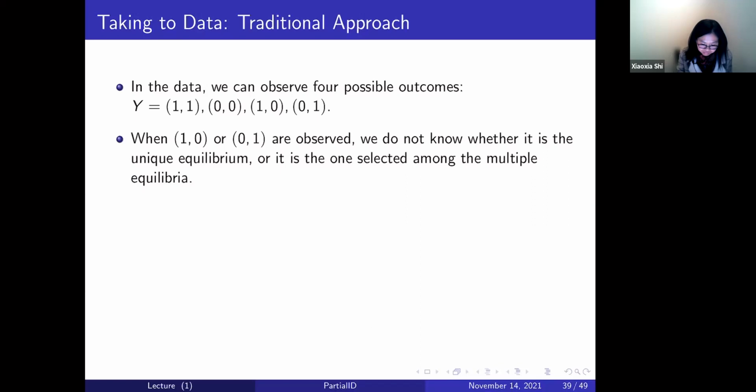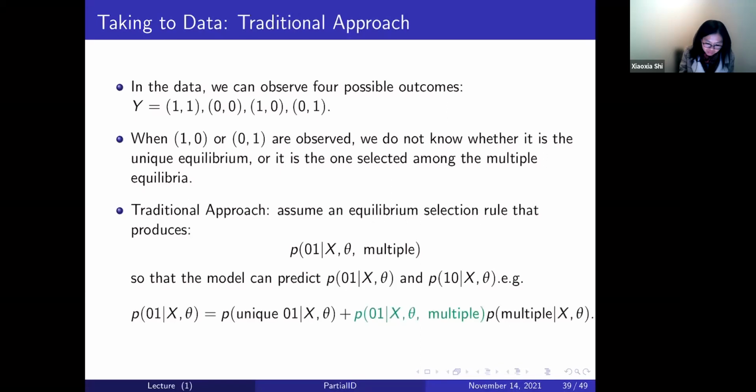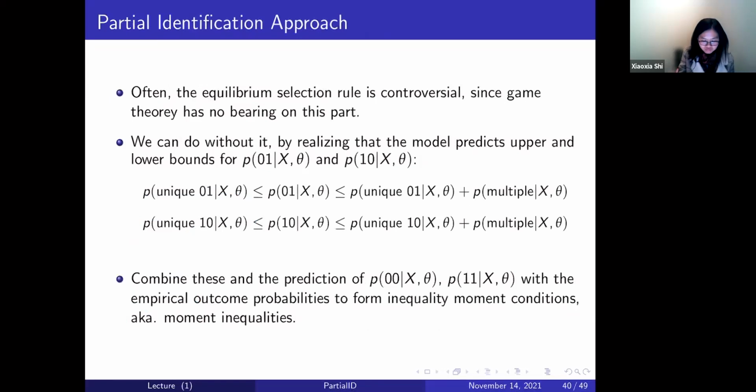Instead, what we can do is, the traditional approach is to assume a selection mechanism when there are multiple equilibria, and then the model can predict the probability of 0-1 or 1-0. But instead of assuming equilibrium selection, we can also just bound the probability of 0-1 and the probability of 1-0.